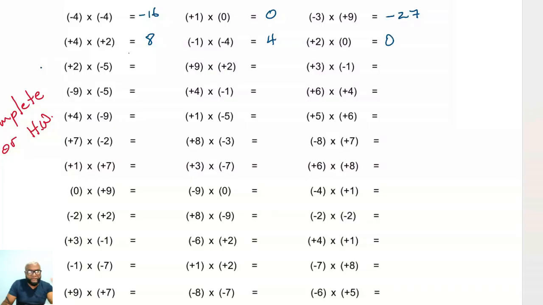Let's start with Stefan. We do this first one here: positive 2 multiplied by negative 5. Stefan? I got negative 10. Negative 10, excellent.